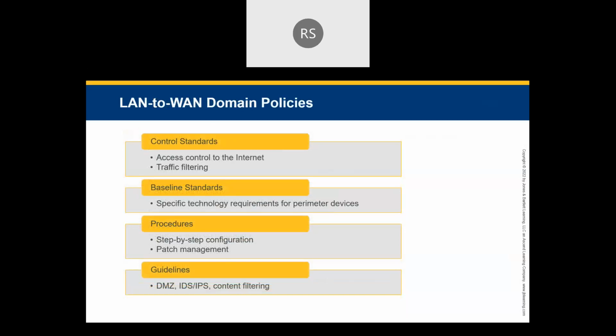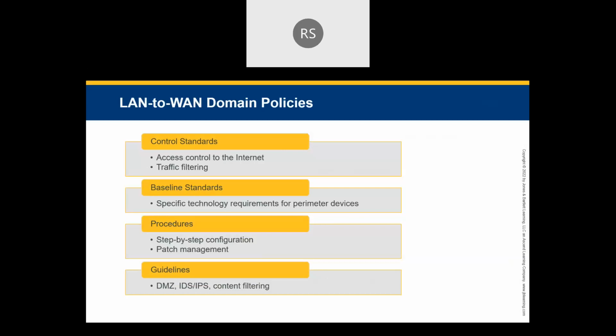So some different types of policies associated with the LAN to WAN domain include the control standards, baseline standards, procedures, and guidelines. So control standards in the LAN to WAN domain focus on access control to the internet and traffic filtering. So these standards ensure that only authorized users and devices can access the internet and define rules for filtering inbound and outbound network traffic. Some of the access control mechanisms may include firewalls, proxy servers, or some other security devices that enforce the security policies at the LAN to WAN boundary.